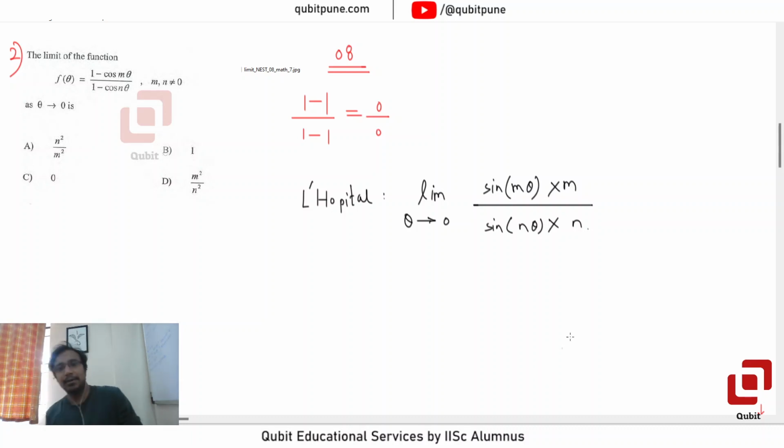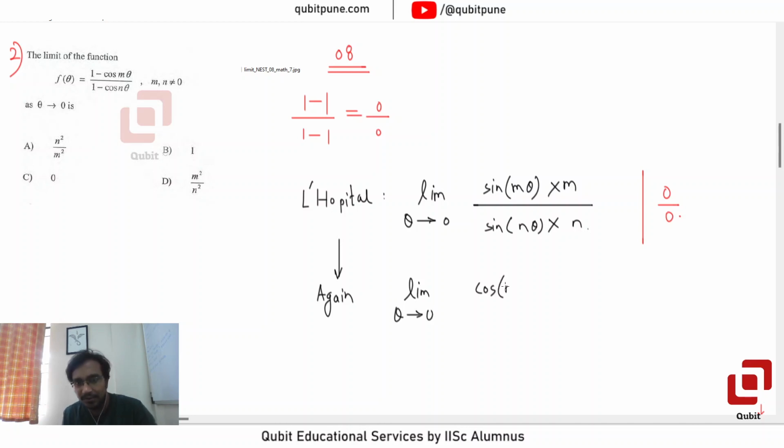Correct? That's pretty straightforward. Now, if it is giving us 0 by 0 and if differentiation is easy, please go for L'Hospital again. Go for the rule again whenever possible. It's giving 0 by 0 because sine of 0 is 0. So this is cos of m theta into m squared upon cos of n theta into n squared. That's not in the 0 by 0 form, substitution works. Cos 0 is 1, so that's m squared upon n squared, option D.